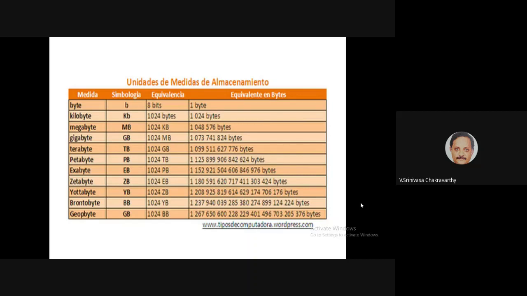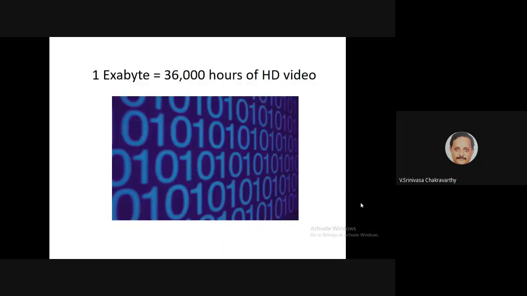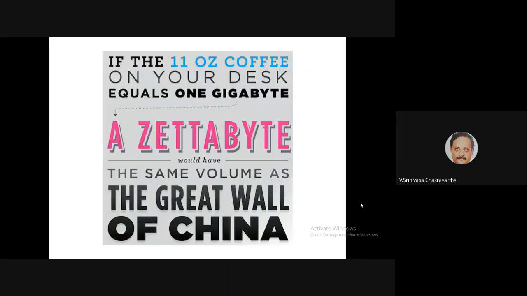So 1000 terabytes is called one petabyte, then 1000 petabytes is an exabyte, and then 1000 exabytes is a zettabyte. Then the next is yottabyte, then brontobyte, and geopbyte, and so on. You see that the numbers get very big very quickly. To give an idea of how big these numbers are in comparison to our daily experience, 1 exabyte is equal to 36,000 hours of high-density video. So it's like maybe 18,000 movies or something like that.